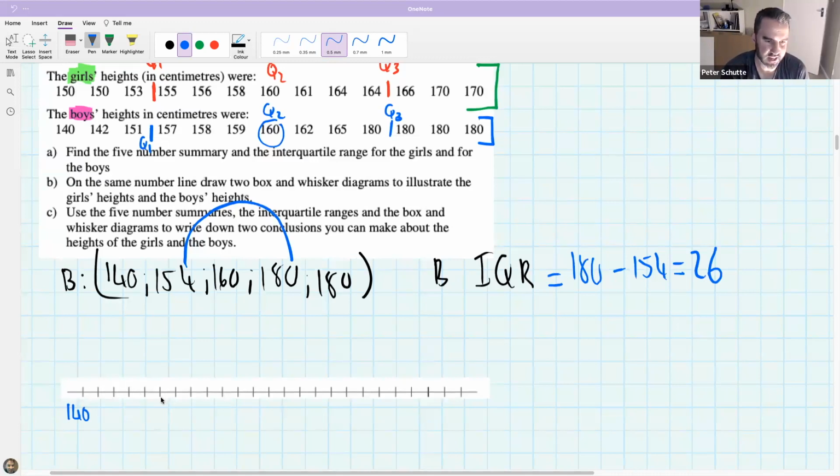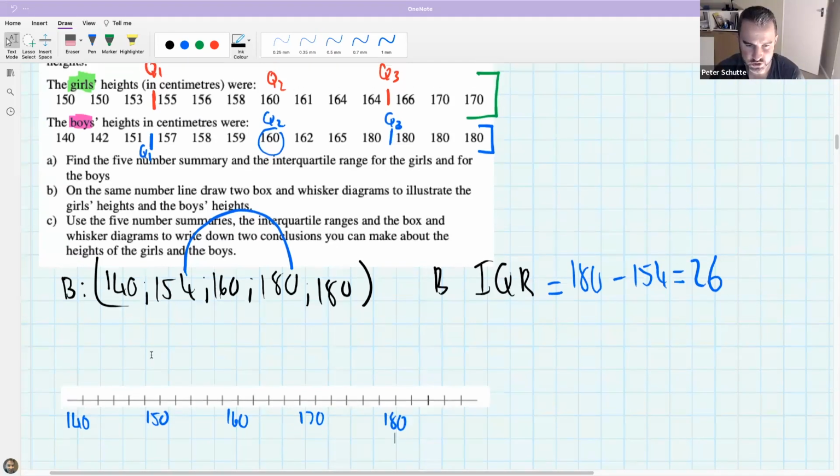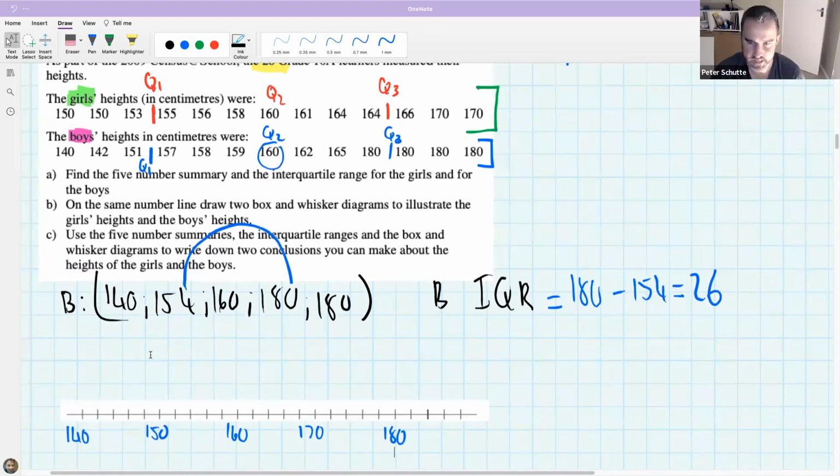I'm not going to write every number because it would take too long, but I'm going to go for 2, 4, 6, 8, 10, and that's 150. And then 2, 4, 6, 8, 10, that's 160. 2, 4, 6, 8, 10, 170. Oh, I lost my place. 170, which is here. 2, 4, 6, 8, 10, 180. Okay, so this is the range over which the data is going to be in play.